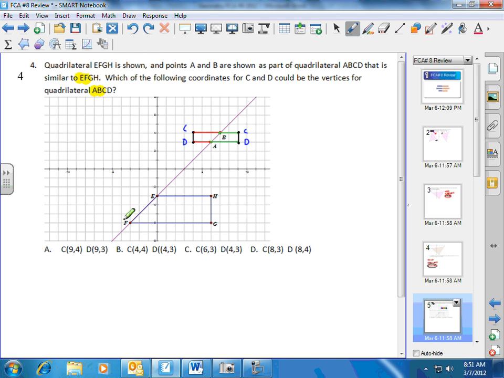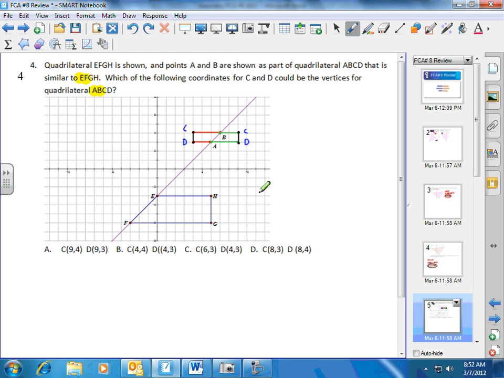When we look at EF and AB, they're written in opposite orders. So that means if we go EFGH, we would have to go ABCD if this quadrilateral was translated up. But that's not the case, so there's also a reflection or a rotation going on here. So we've got to plot our points to see what the proper orientation would be for this quadrilateral where it's similar.